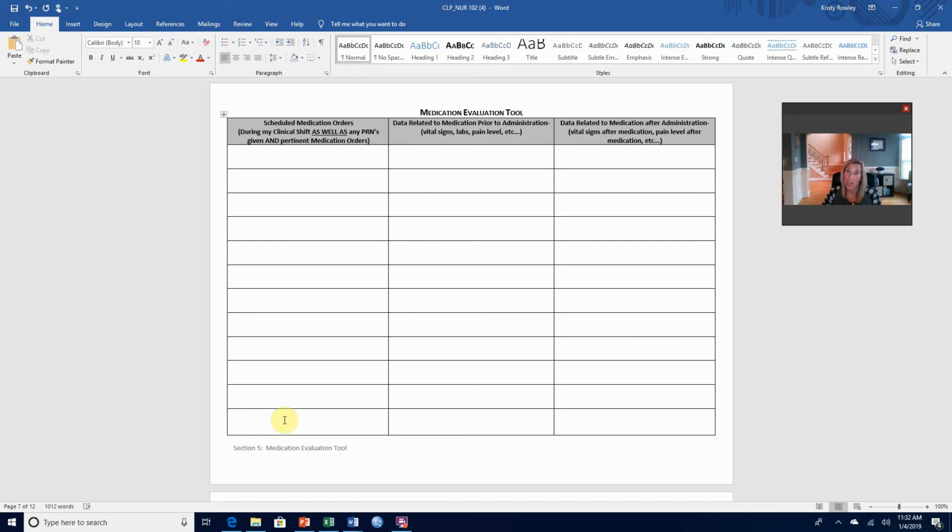They're also to write down any PRNs that are given during that time shift. So say they have the 10 o'clock scheduled meds. They write down all of those, but then when you're in there, the patient says, hey, my pain level is a 10, right? And can I have something for pain? And you ran and you got that PRN. Or you said, hey, we'll let your nurse know, and then that way she could give the PRN.